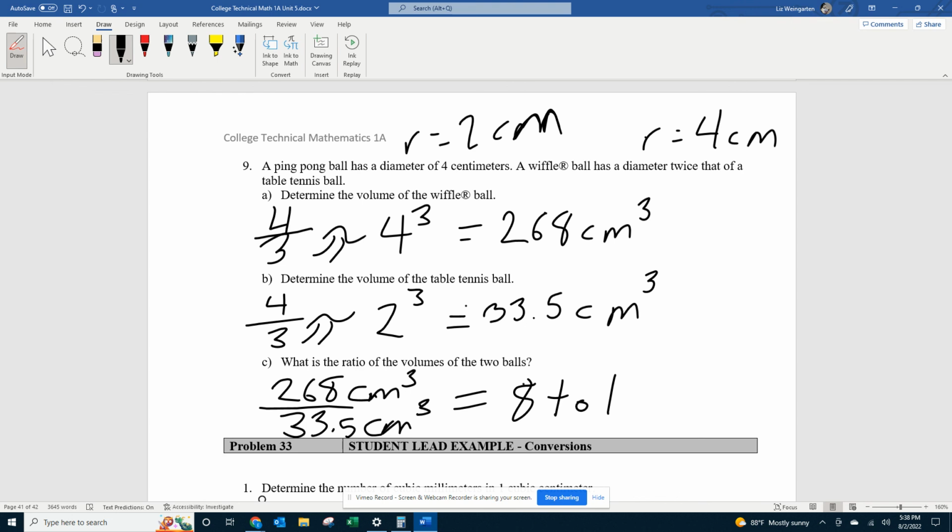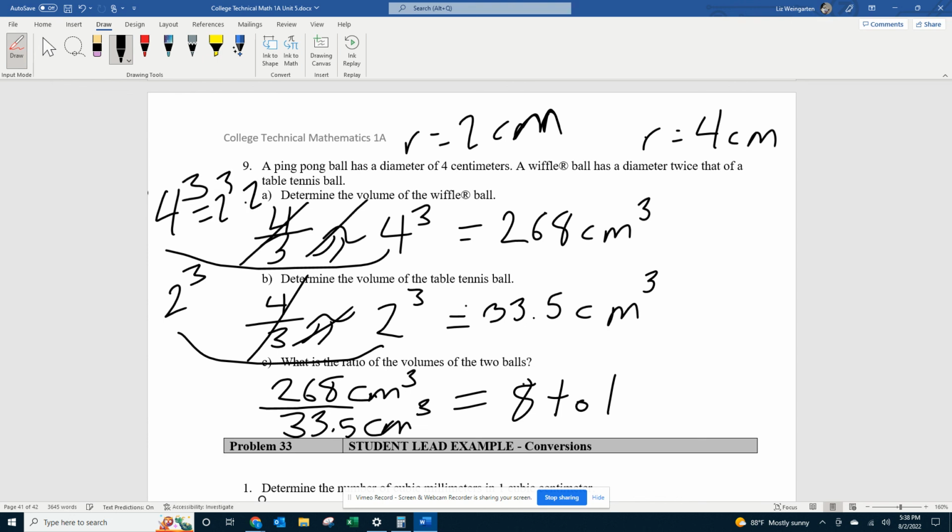How might we have also figured this out? Well, let's take a look at our initial equations here. We have 4 cubed, we have 2 cubed. Everything else is the same, right? So what's the ratio of 4 cubed to 2 cubed? Well, 4 cubed is the same as 2 cubed times 2 cubed. These would cancel and we get 8. 2 cubed equals 8. So we still would get that 8-to-1 without having to use larger numbers. So 2 different ways of getting at the same solution. I highly encourage that line of thinking.